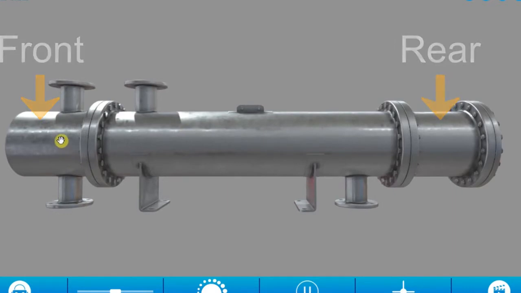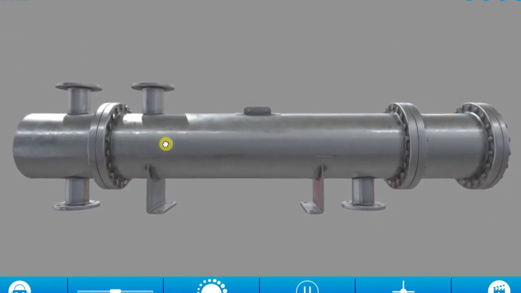Other than that, we've got four main connections to the heat exchanger. 1, 2, 3 and 4. We have 2 inlets and 2 outlets because we have 2 fluids that are flowing into and out of the heat exchanger. This heat exchanger is called a shell and tube heat exchanger because it has a shell and because within the shell there are some tubes.